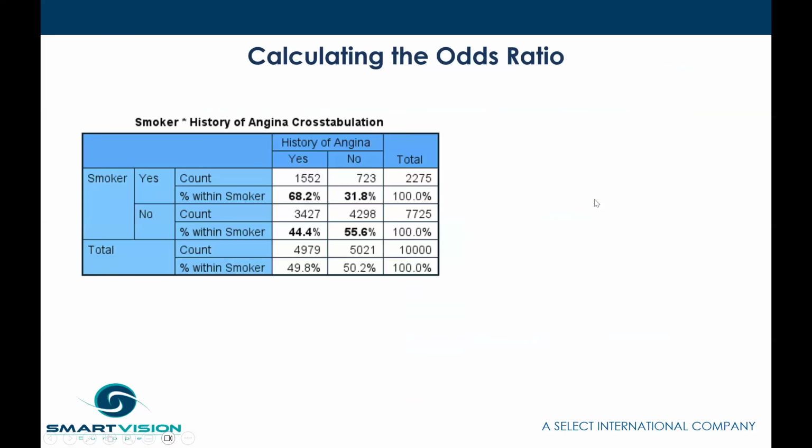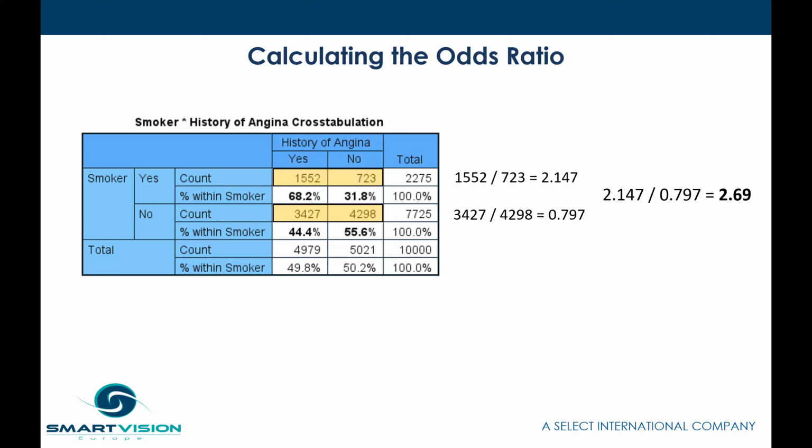So let's have a look at that in a wee bit more detail. How's it working out the numbers in that risk estimate table? Well, first of all, for the odds ratio, which is the first thing we're looking at, it simply looks at the two counted values for the yes and no for those who are smokers, and it says, okay, if I look at them as a ratio of one to another, it comes out as 1552 divided by 723. That gives me a factor of 2.147. I just do the same for the no group, just the two cells here, and look at the ratio of those. That comes out as 0.797.